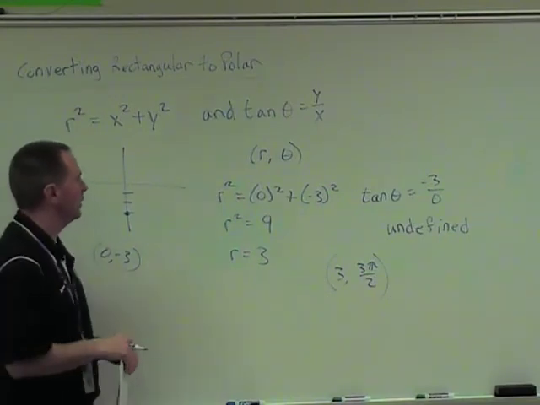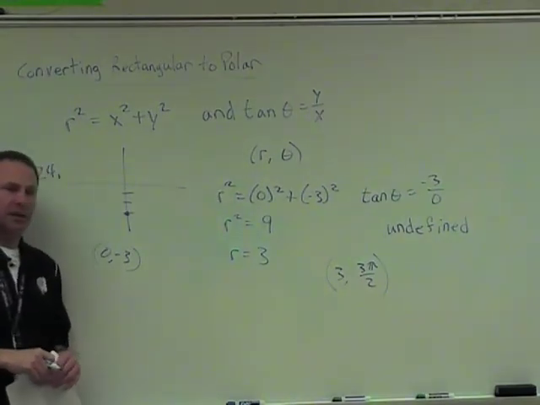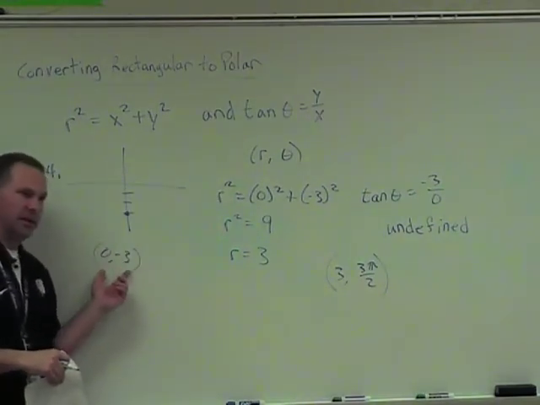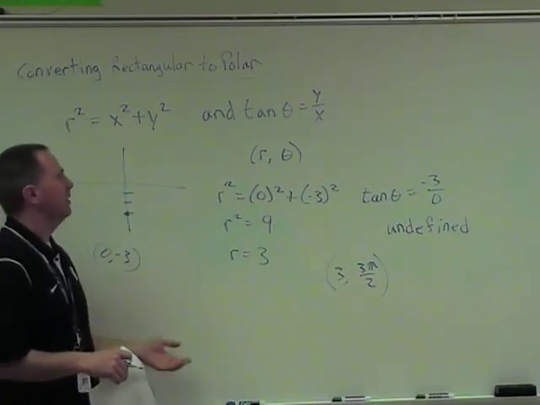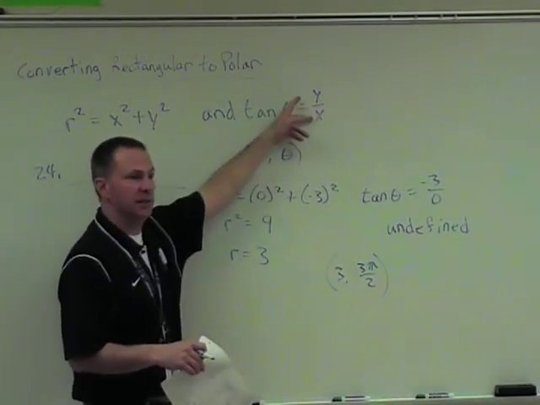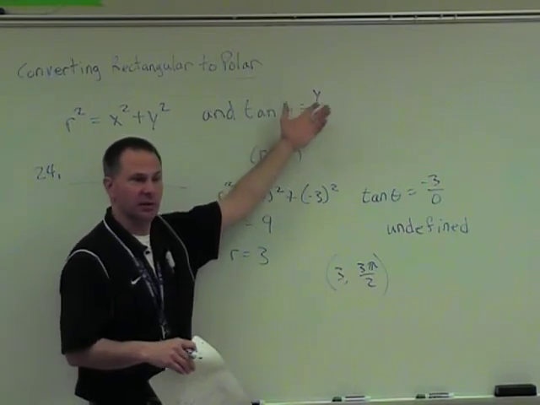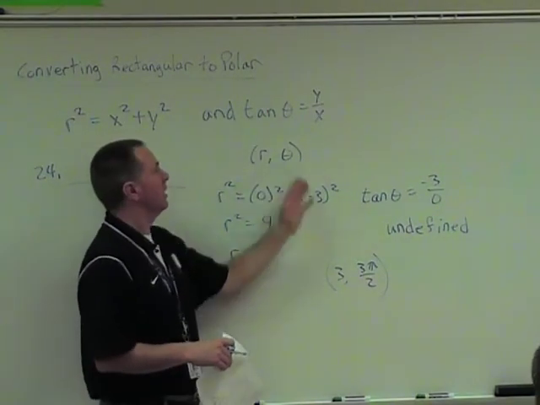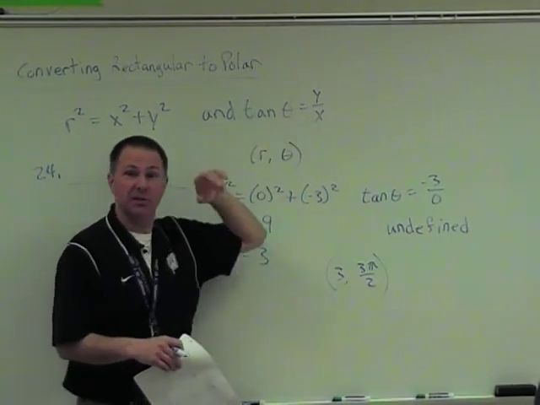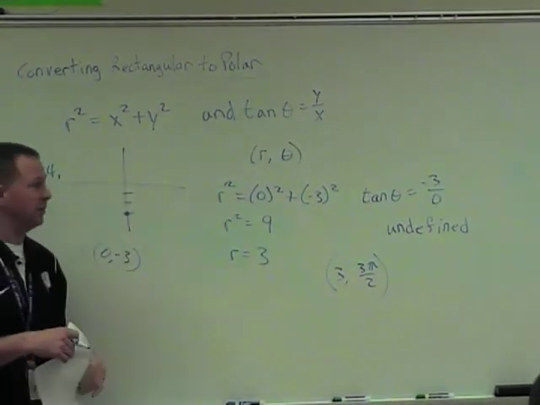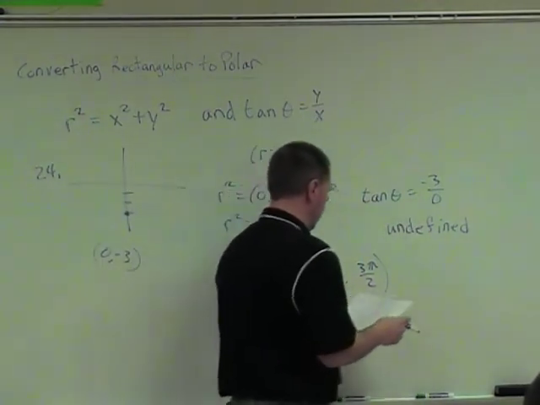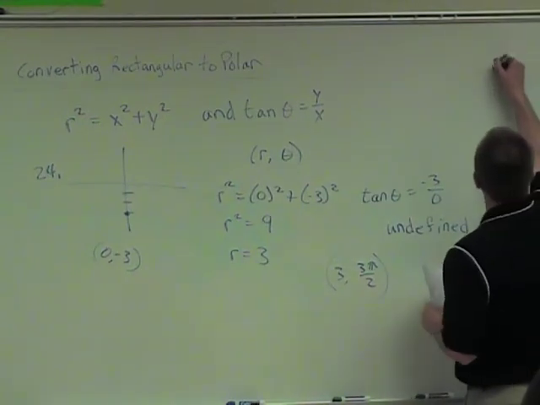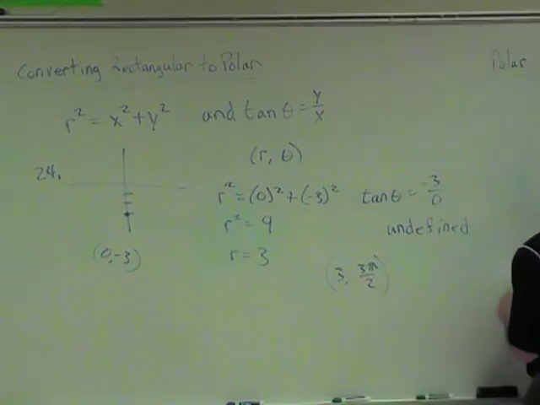All right, so let's make sure we understand. To get the radius, plug the x and the y into your circle formula, basically. To get the degree, you're going to have to plug your x and y into the tangent of theta formula. It's just what tangent is. And you're going to have to think about it. And how you think about it is with your unit circle, where it ends up, okay? Let's do something a little bit different. Let's go from polar to rectangular.